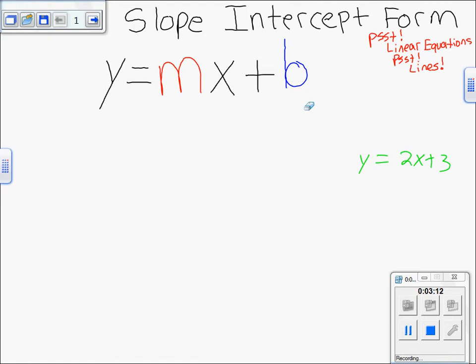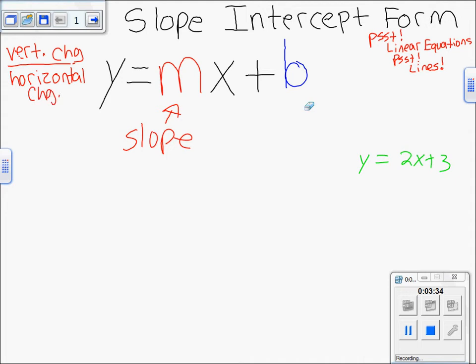So m is your slope. I'm going to try to keep them color-coded. M is your slope. Now remember what we learned about slope: slope, as a reminder, was vertical change over horizontal change. Just like some people call it rise over run, or change in y over change in x, or change in output over change in input, all those things I've just said mean exactly the same thing.